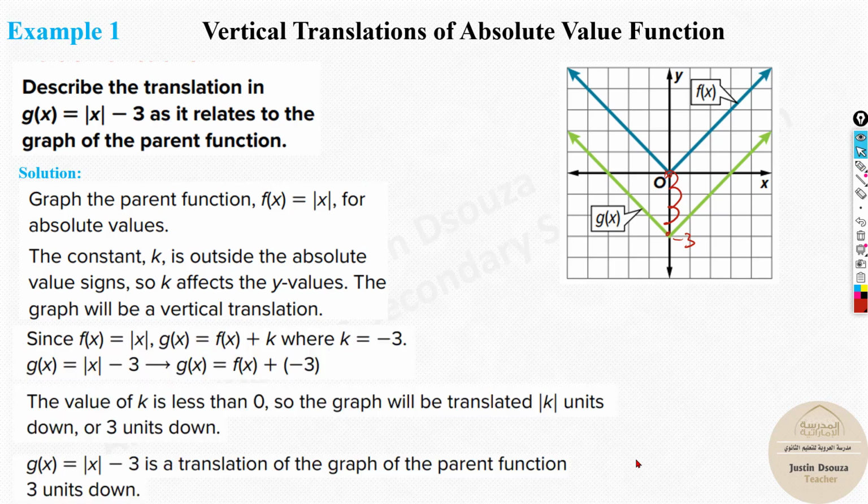Now here, there is an important thing you must understand. If they don't ask you for the graph, if they ask just what's happening, you must say what's happening here. The graph is translated down by 3 units. This is important. 3 units down. That's the correct answer. If it's an MCQ with 3 units up, down, right, left, it is 3 units down. That's important to know. Then just graphing.